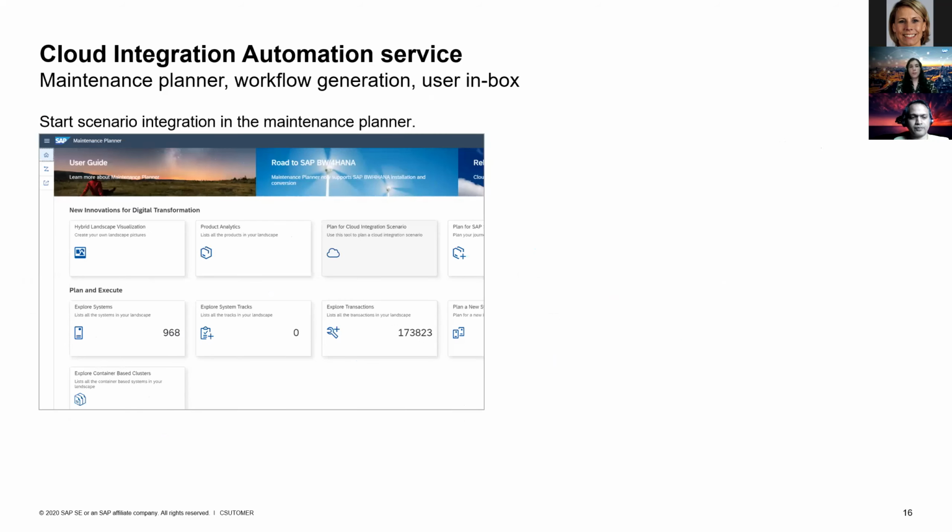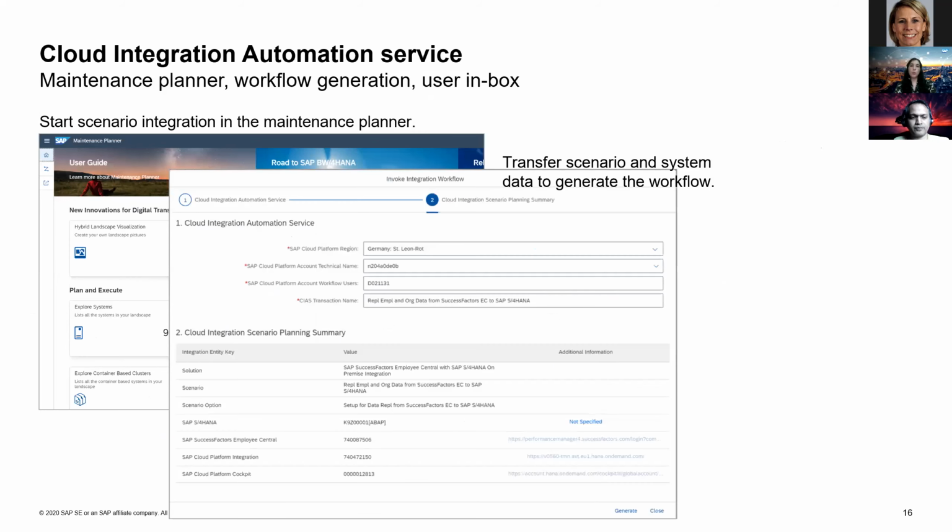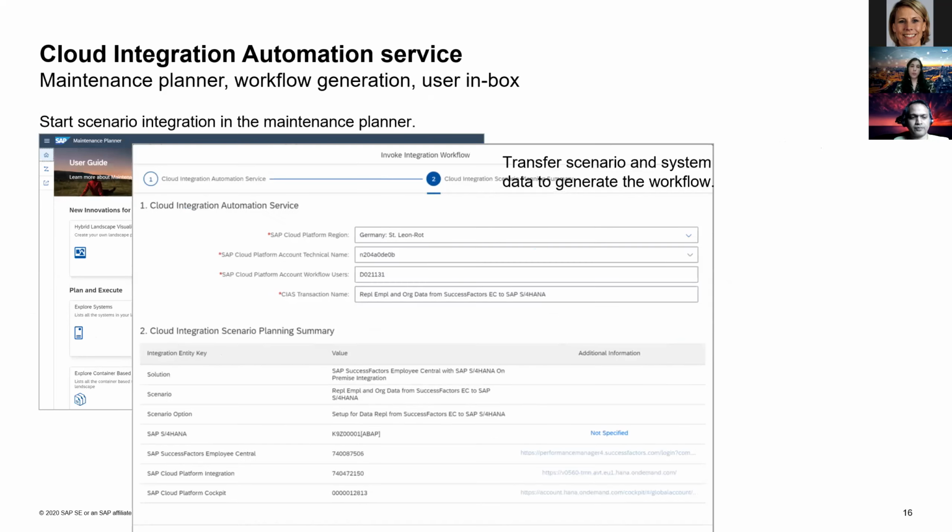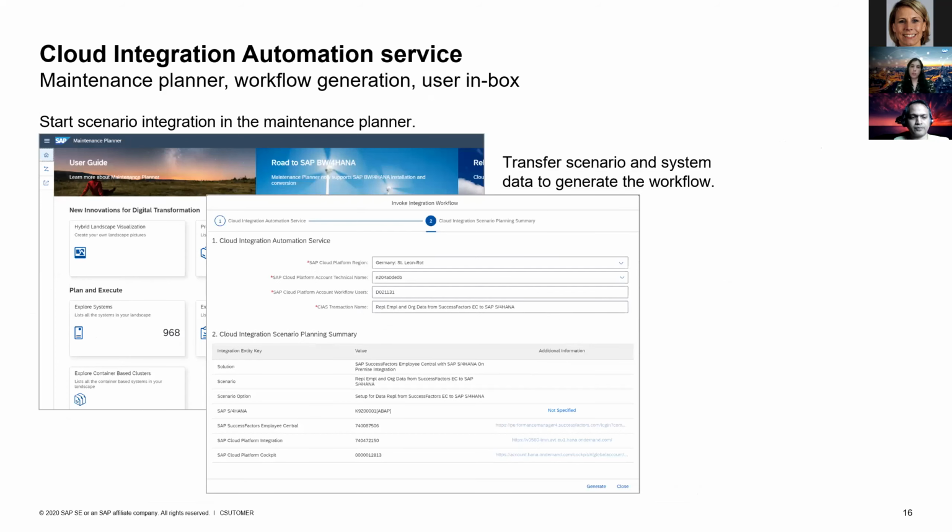After you have entered this functionality, the next step for the user would be to select the scenarios. We are supporting different scenarios that the user would have to select. And once the user has selected the scenarios, the next step is to select all the systems and tenants which are involved in this integration process. Maintenance planner has all your on-premise data, and it has all your tenants data. So basically you can select all that information in maintenance planner and then generate a workflow.